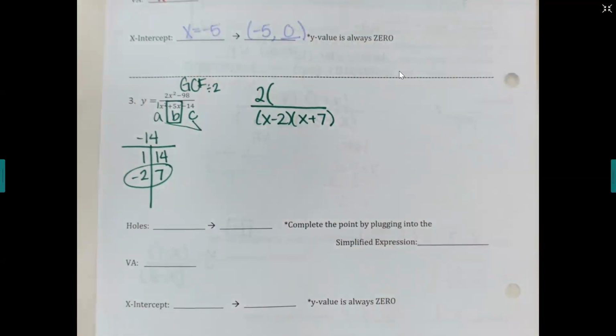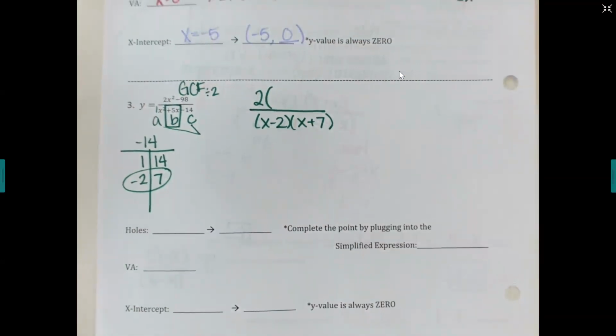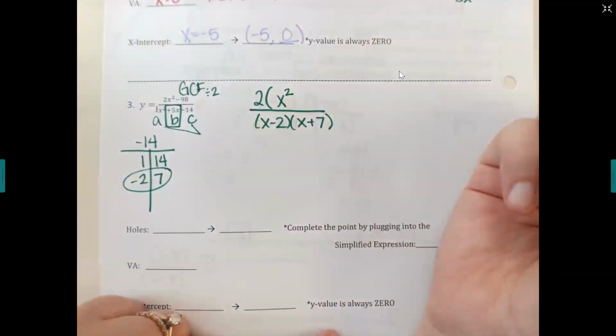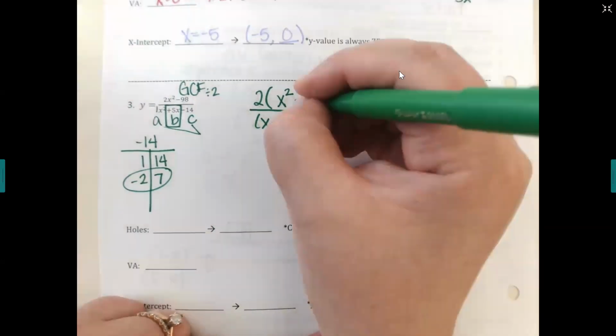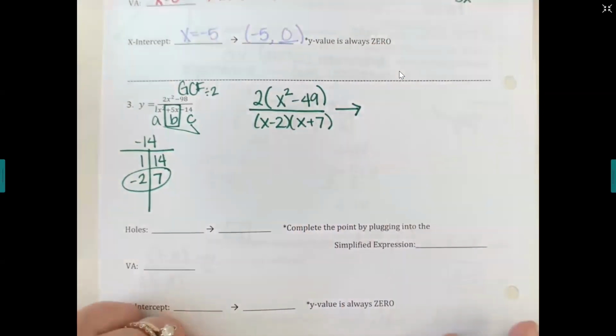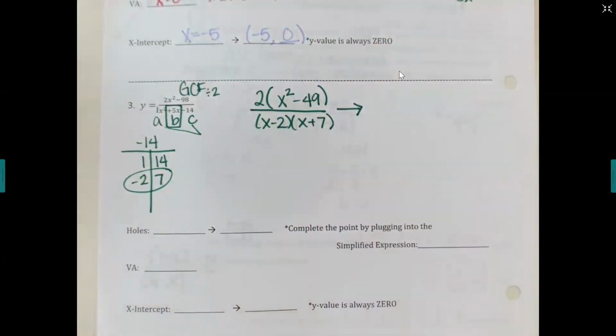What's left over from the 2x squared? X squared. And then what about the 98 divided by 2? 49. Good job. That's right. Now, that's not all the way broken down. We're going to have to do one more thing to the top.